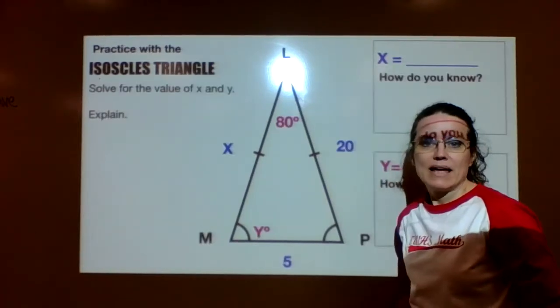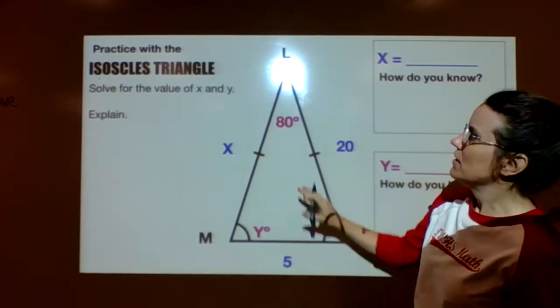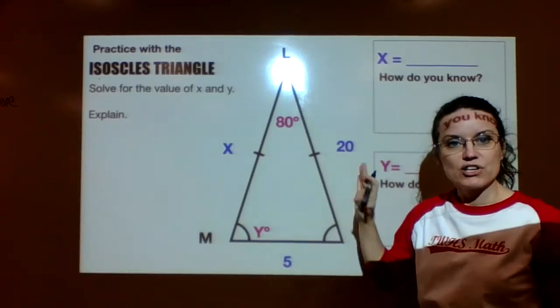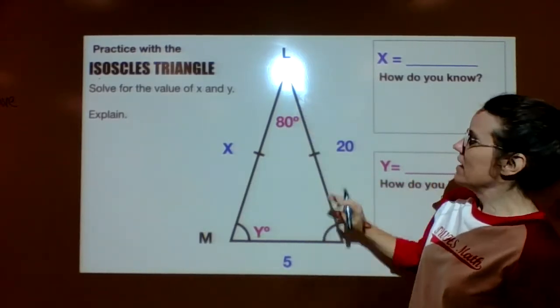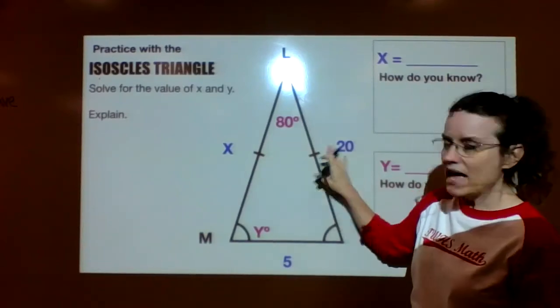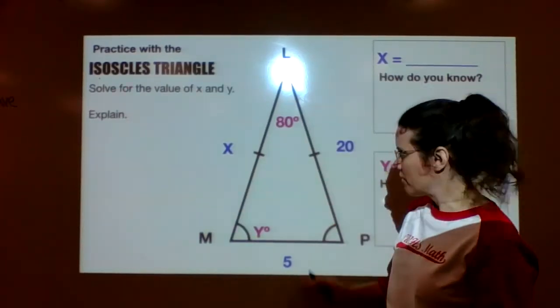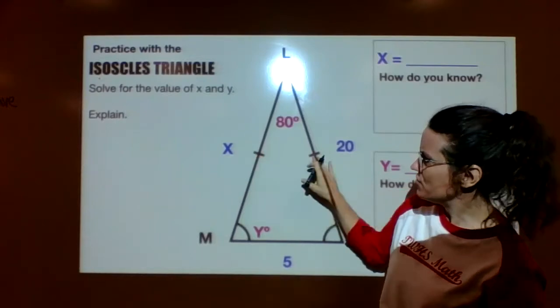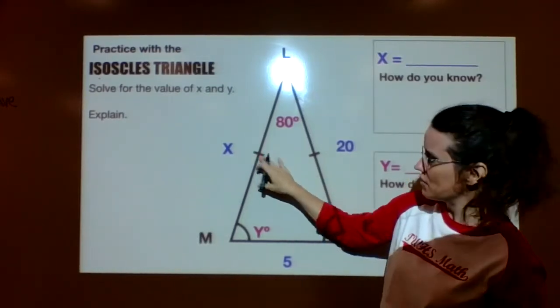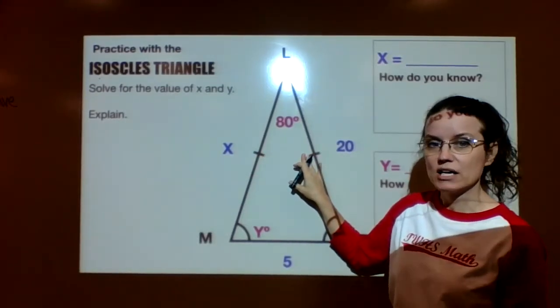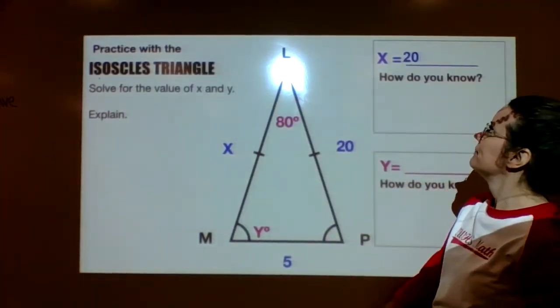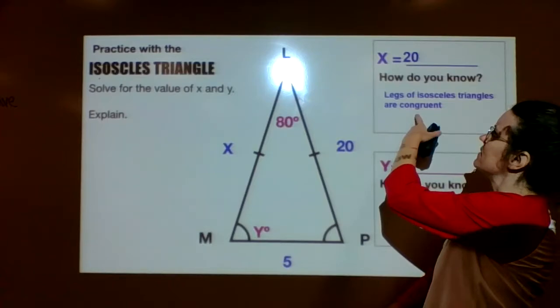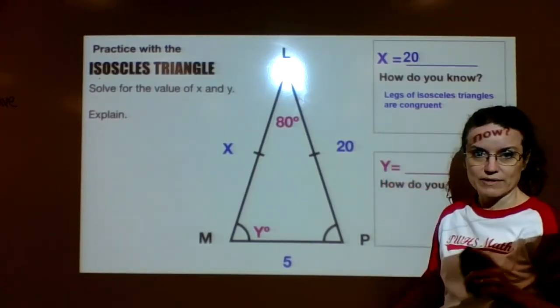Now, for an isosceles triangle, if I were to give you some numbers, you can use that information. Say this is 80 degrees, and this is 20, how big should X be? You go, okay, I know that these two sides are congruent because they're marked congruent. It's an isosceles triangle, so if this one's 20, X had better be 20, because the legs of the isosceles triangle are congruent.